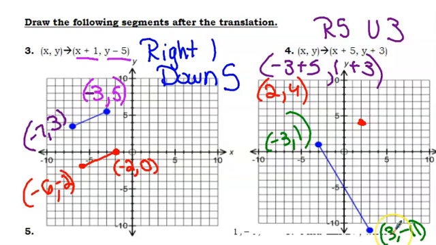Now with this one, again, I'm going to go right 5. So what's 3 plus 5? 8. And then I'm going to go up 3. So -11 plus 3 would be -8. Okay, so graph that next point.